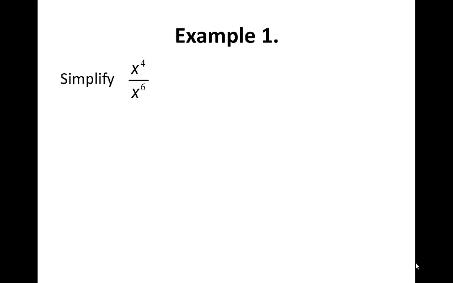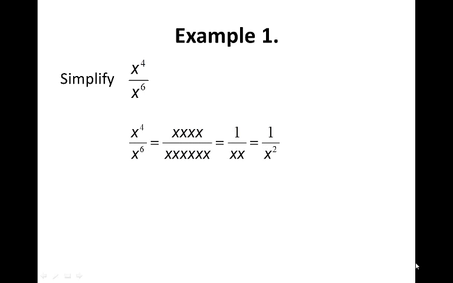to the sixth, and sort of drag out the top and drag out the bottom, what's going to happen? So the x to the fourth is x times x times x times x, and x to the sixth we have 6 x's. We can cancel, right? 1, 2, 3, 4 of those, and what are we left with? Just a 1 on top. And so we're left with 1 over my 2 x's, which gives me 1 over x squared.